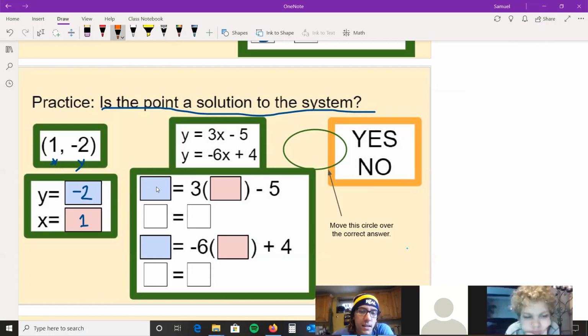So I'm going to replace these two y's here, y equals 3x minus 1. I'm going to replace that with a -2. There's a y in that one, y equals -6x plus 4. I'm going to replace that y with the -2. Anytime I see an x, I'm going to replace those with 1s.